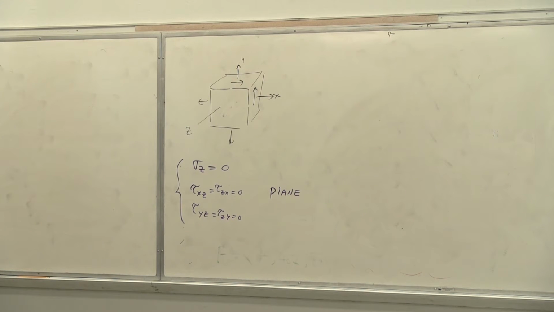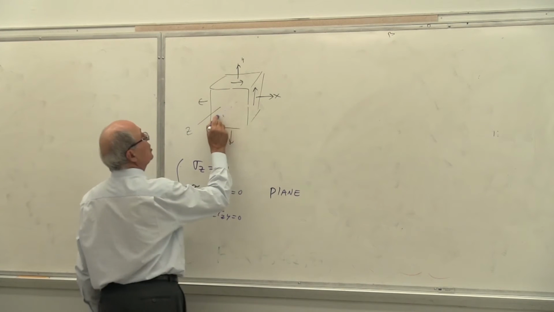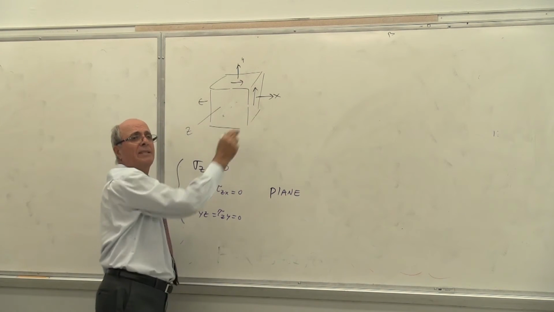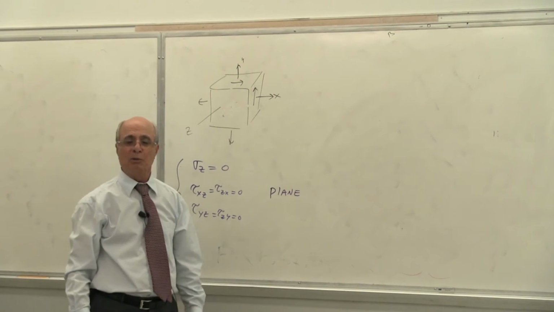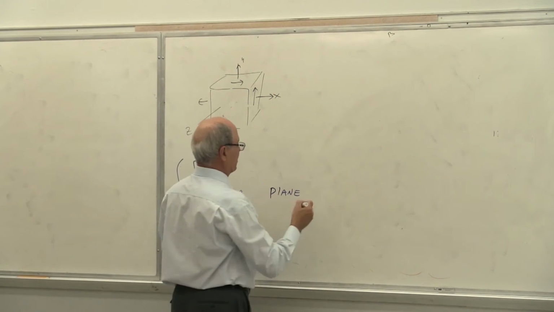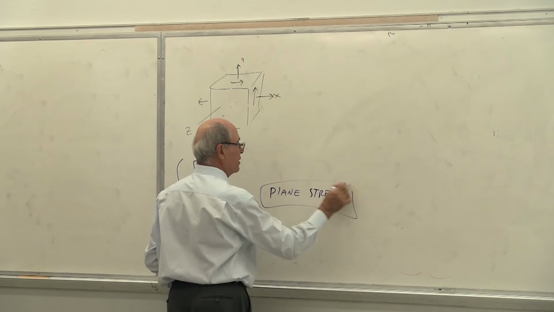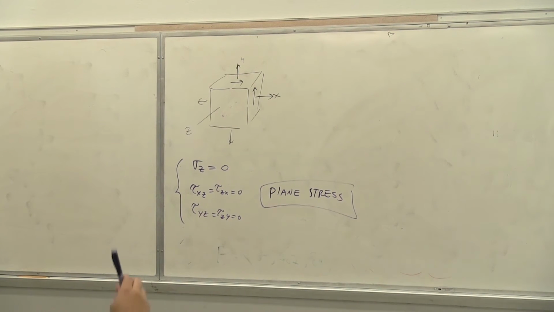So look what happened here. Because this is 0, this is 0, and this and this here, we are only left with sigma x, sigma y, and tau. From 3D, we went to 2D. That's why we call it plane stress. So please remember this word. All your design, basically undergraduate work at this level, is plane stress.